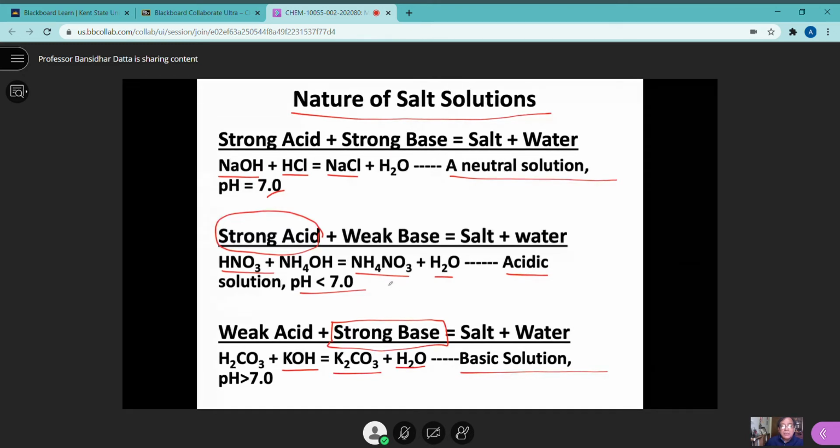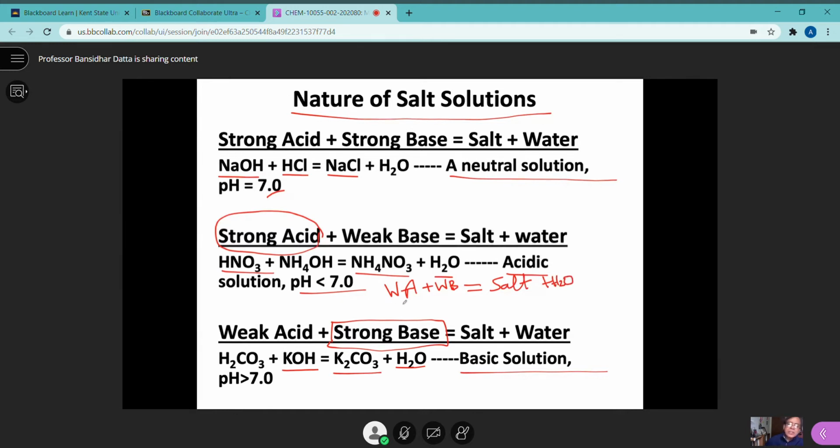I'm writing it here, right? So if you have a weak acid plus weak base, you'll also get a salt and water, always. You get a salt plus water, H2O. Now what will happen to this solution? Basically, this is a little bit complex, but not that bad.